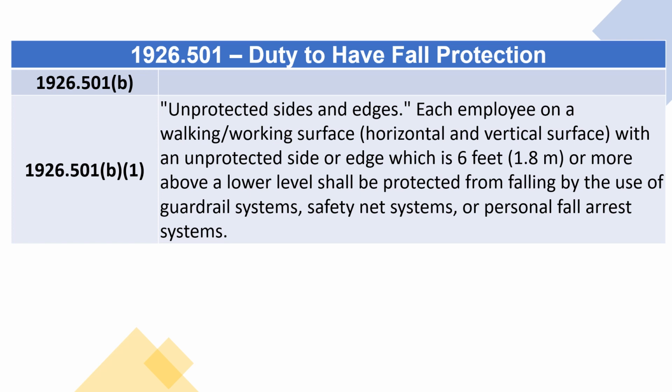1926.501 B. 1926.501 B1. Unprotected sides and edges. Each employee on a walking/working surface, horizontal and vertical surface, with an unprotected side or edge which is 6 feet (1.8 meters) or more above a lower level shall be protected from falling by the use of guardrail systems, safety net systems, or personal fall arrest systems.